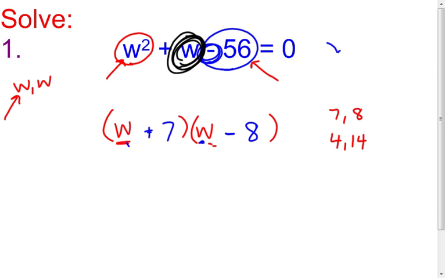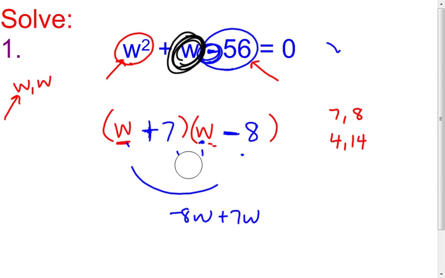So here we go. I know still that W times W in the front makes W squared. I know that 7 times negative 8 makes negative 56 in the back. Okay, it has to make negative 56, so I need 1 positive and 1 negative. All right, now I'm going to check my outsides and my insides. Outsides, negative 8W. Insides, positive 7W. When I add negative 8 plus 7, that gives me negative 1W. And I need to have it be positive 1W.